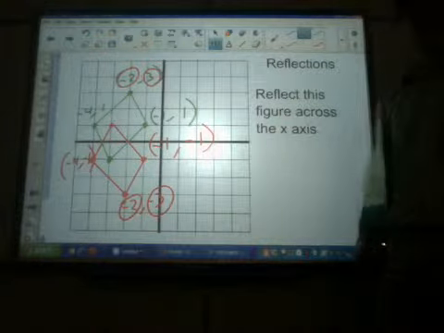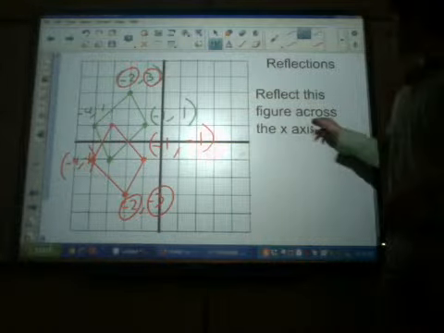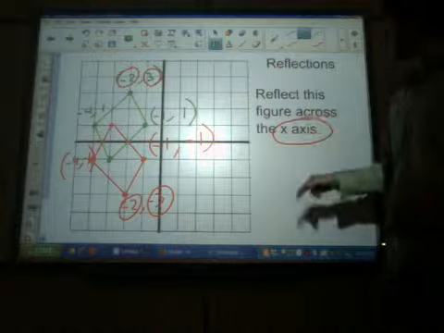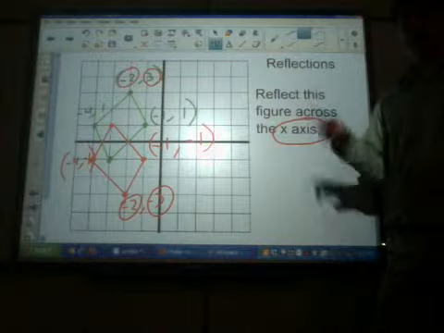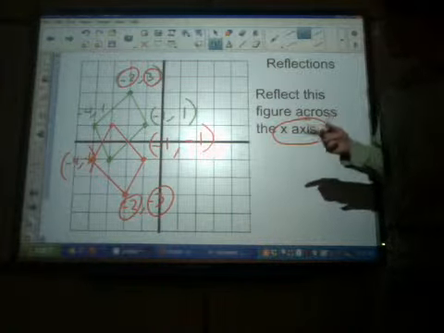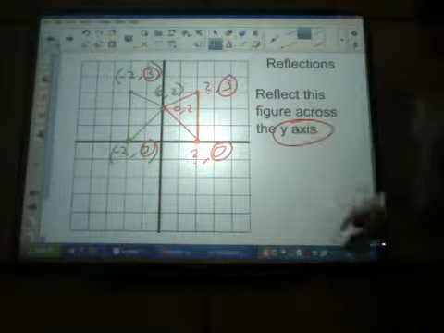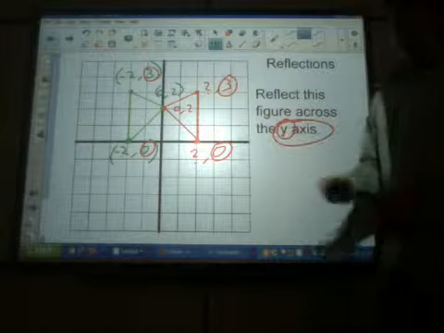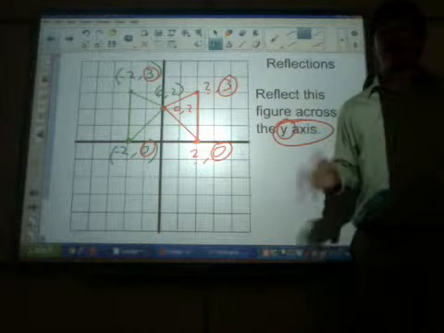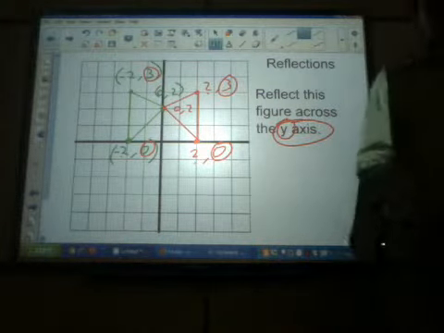So just to recap real quick, if you're flipping it across the x-axis, x stays the same, and y changes from positive to negative. If you're flipping it across the y-axis, then y stays the same, and the x changes from positive to negative. And that is how reflections work.